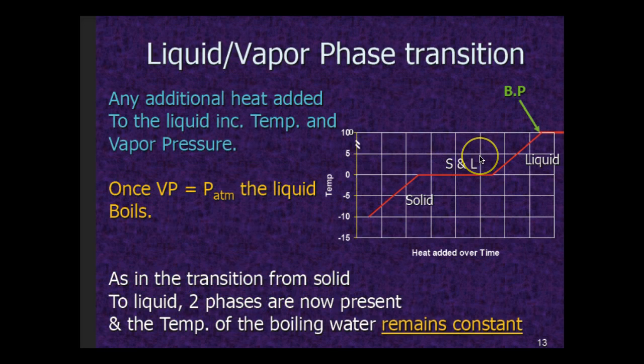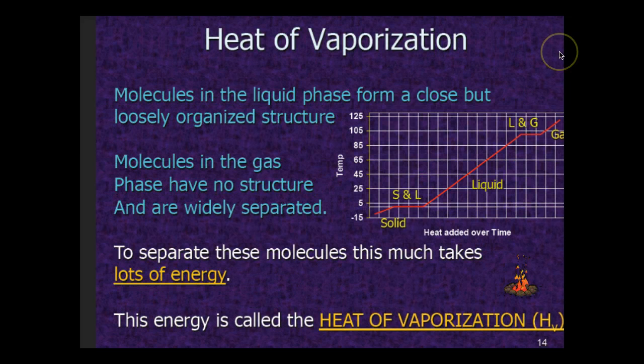So when we now move on to that liquid increasing in temperature, you get to a point where we know that 100 degrees is when water boils. So what happens at that 100-degree mark? Well, now again, the molecules are going to start rearranging because they're going to go from the liquid phase into the gaseous phase. So this is called the heat of vaporization. Molecules in the liquid phase form a close but loosely organized structure, and then molecules in the gas phase have no structure and are widely spread apart.